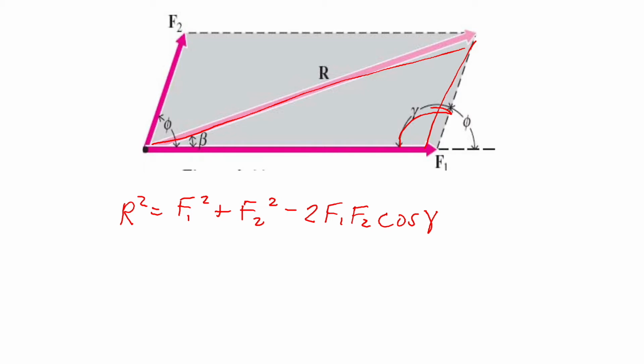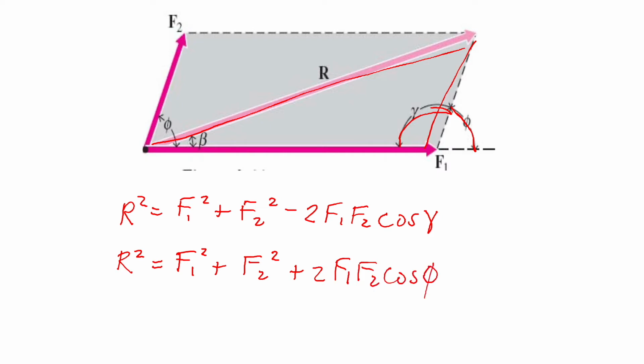Now, if we use this angle phi instead, we can calculate the resultant vector using this equation: R squared equals F1 squared plus F2 squared plus 2 F1 F2 cosine phi. Notice that this is positive if the angle we use is not the angle that is opposite the resultant vector R.